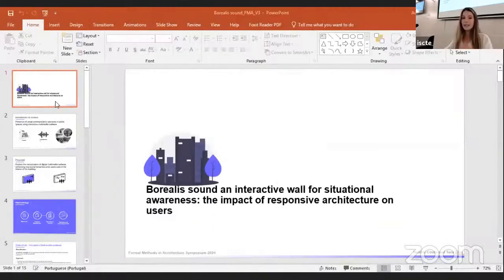So, hi, my name is Beatriz. I took my master's degree here in ISCTE, and Sara Eloy was once my teacher and co-advisor of my master thesis. So the name of the paper is, again, a quite big name, Borealis Sound, an Interactive Wall for Situational Awareness, the Impact of Responsive Architecture on Users.